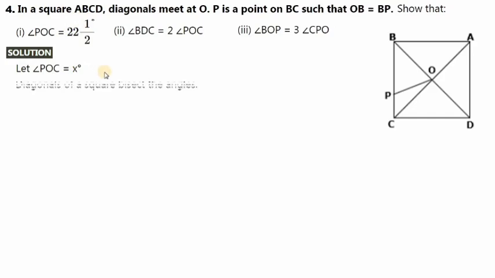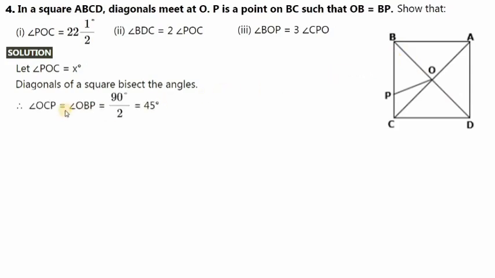The diagonals of a square bisect the angle, you know that. Kindly look at this carefully. Diagonals of a square bisect the angle. This entire angle is 90 degrees. So this diagonal bisects the angle, and this becomes 45 and this also becomes 45. 45 plus 45 in total is 90.